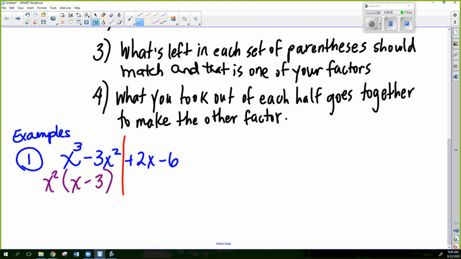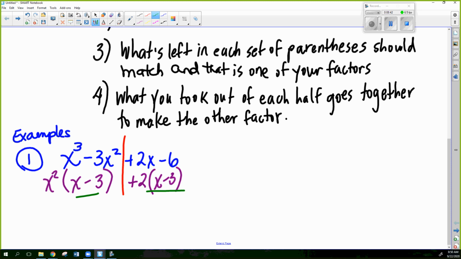Then I'm going to move over to the other half and take out the GCF from those 2. What's the GCF from a positive 2x and a negative 6? All right, positive 2. So I'm actually going to write plus 2, not just 2, and that's going to be for a reason in a minute. And then you have to tell me what's left over. X minus 3.